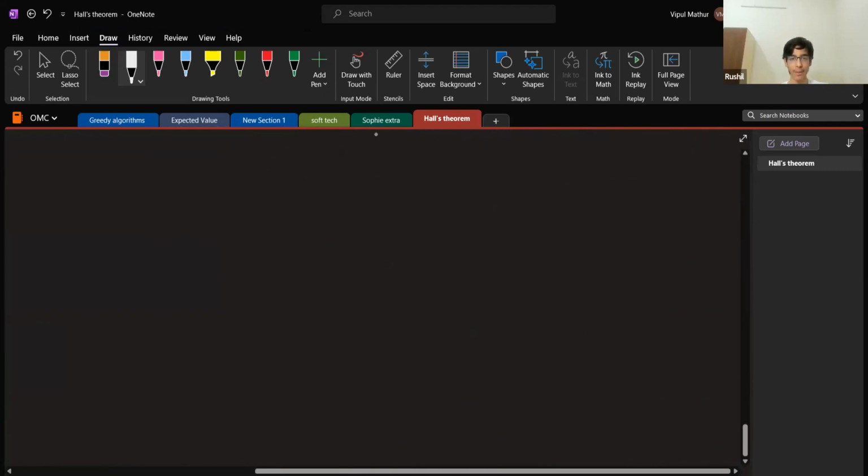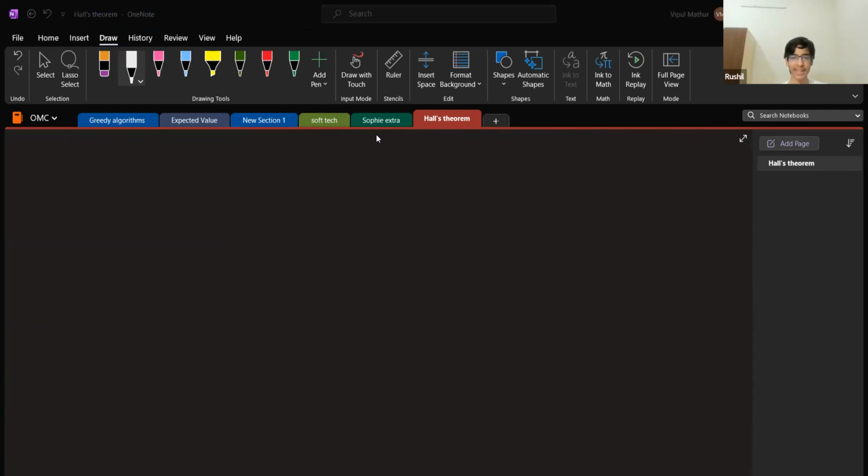Let's take another problem, which is slightly on the easier side. I think I took one which was a bit too tricky for the first one.